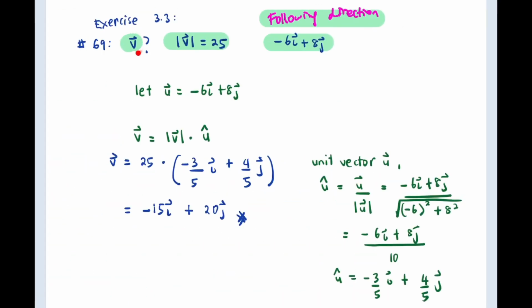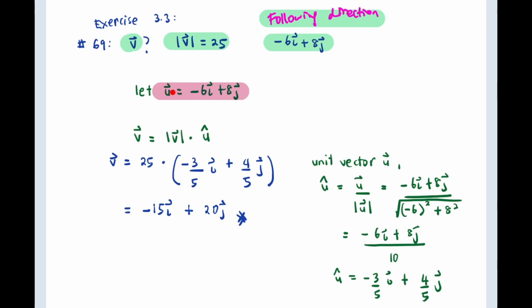Now let's see this question. What is the vector v if the magnitude is equal to 25 and you want to follow the direction of negative 6i plus 8j? First of all, let u be negative 6i plus 8j. Now let's first find the direction of v. You need to find the unit vector u. So this is just u over magnitude u. Write u here over magnitude u, using the Pythagorean theorem. You'll get this and then simplify. So your unit vector is equal to negative 3 over 5 i plus 4 over 5 j. That is just the unit vector for u.